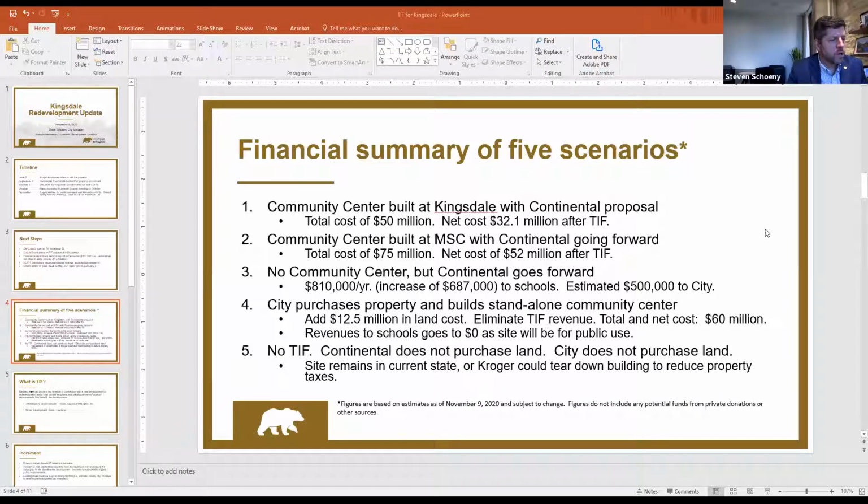The other one that I would have you focus on, just so that you know as you're out talking to people in the community, some folks have said, well, why didn't the city just buy the site and build the community center there? You add 12.5 million for the cost of the land, and you take away the TIF revenue. It's a little cheaper building because you can do a flat, shorter building. So ballpark, you're talking about a $60 million building.